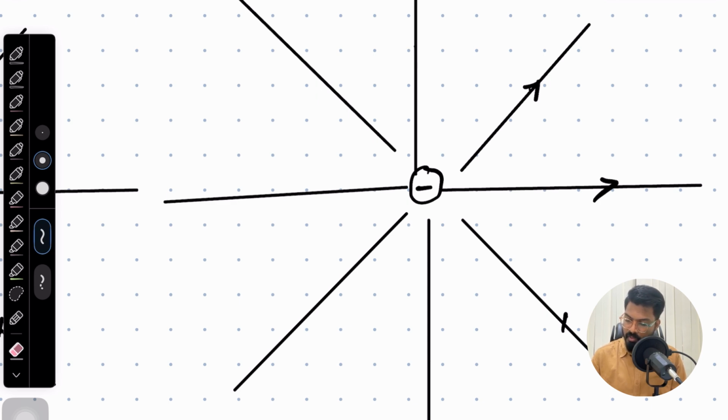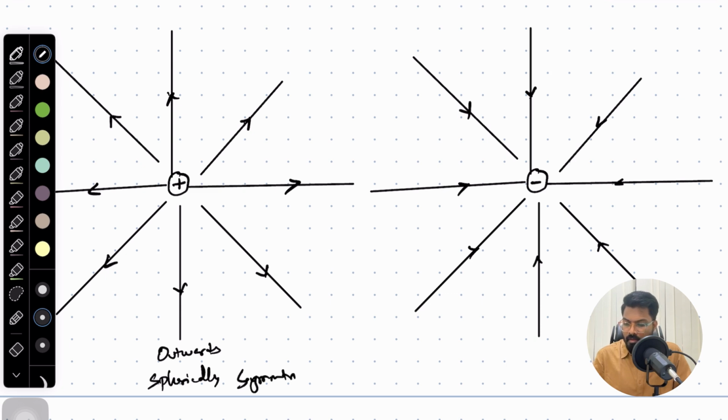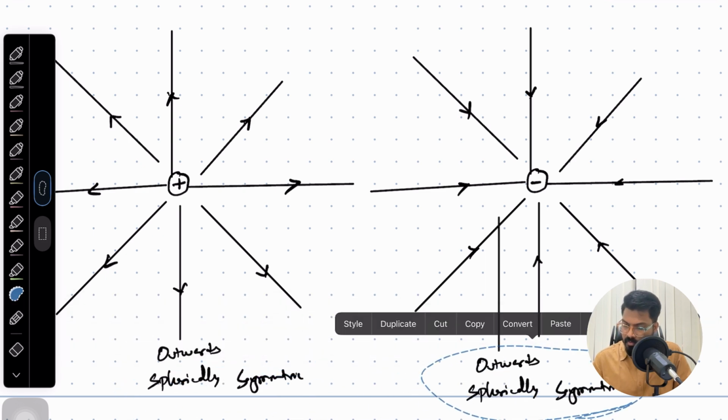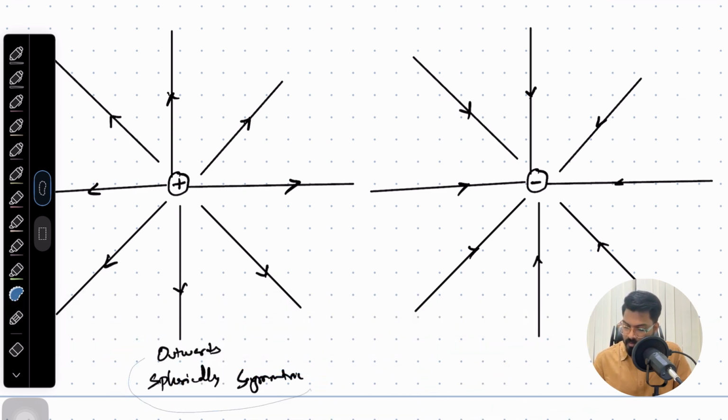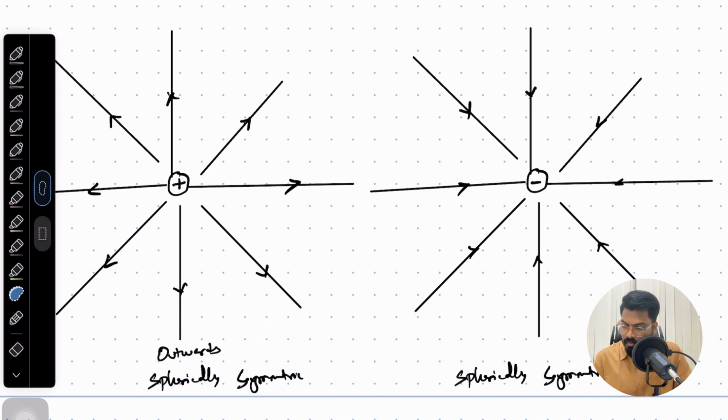So here we will show it differently. It is going to come towards the charge like this. So for a positive charge, it's outwards, and it is spherically symmetric. If you don't know what spherically symmetric is, in a moment I will explain. So in a negative charge, it is inwards.